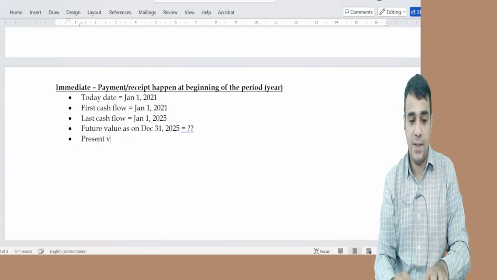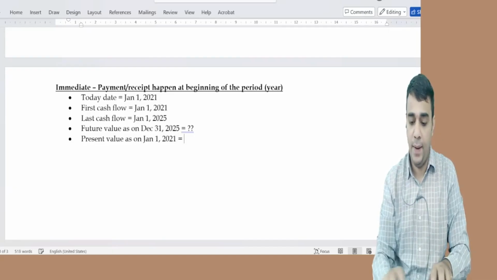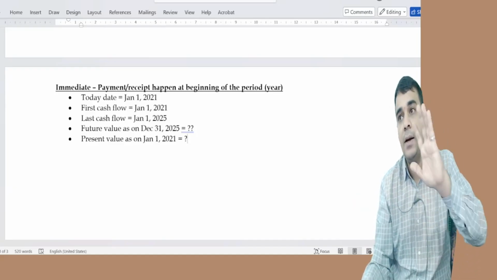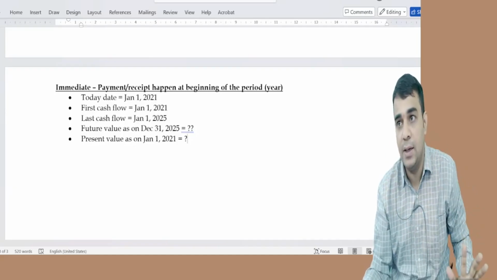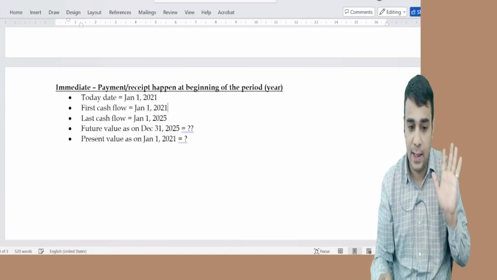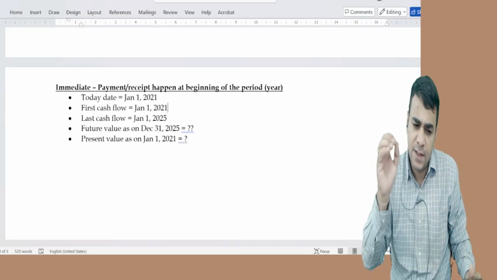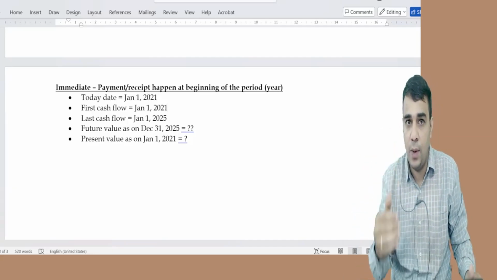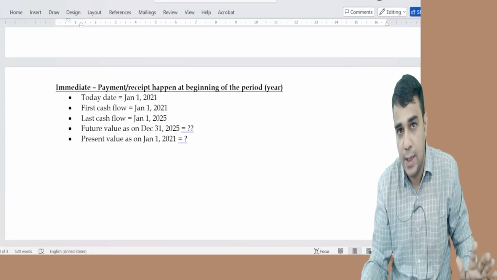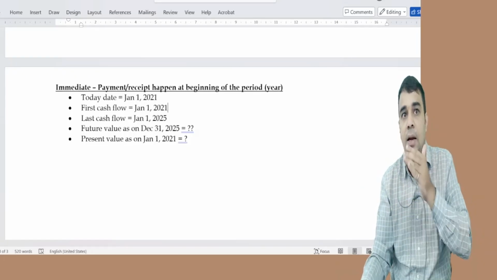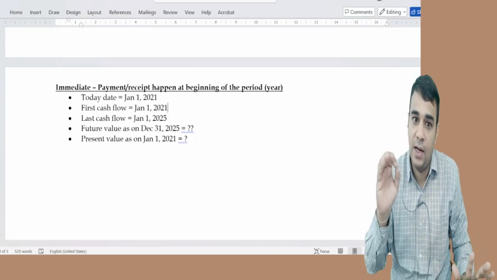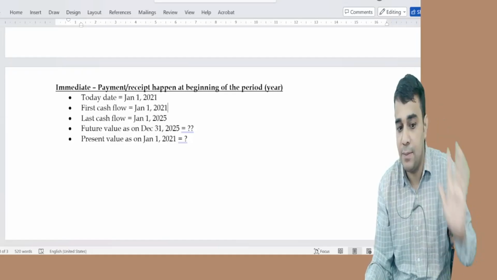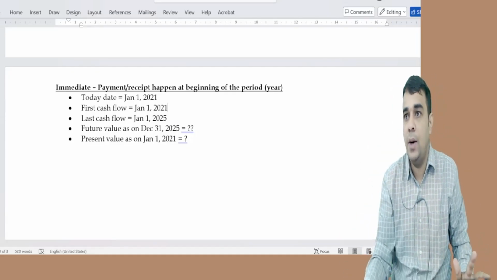Or they are asking for present value as on Jan 1, 2021. Present value they ask for Jan 1, 2021. Future value, if they ask, they'll ask it for December 31, 2025, because after 5 years it is December 31, 2025. If it is regular, immediate, I'll repeat again. Today's date is Jan 1, 2021. Cash flow happens on Jan 1, 2021, second on Jan 1, 22, Jan 1, 23, Jan 1, 24, Jan 1, 25, 5 cash flows, story over. Future value is asked for December 31, 2025. Present value is asked for Jan 1, 2021.